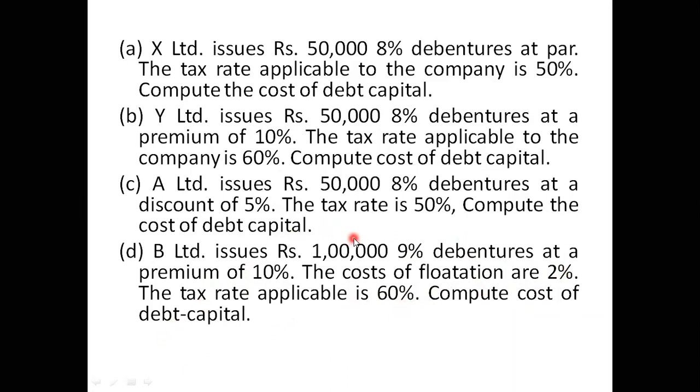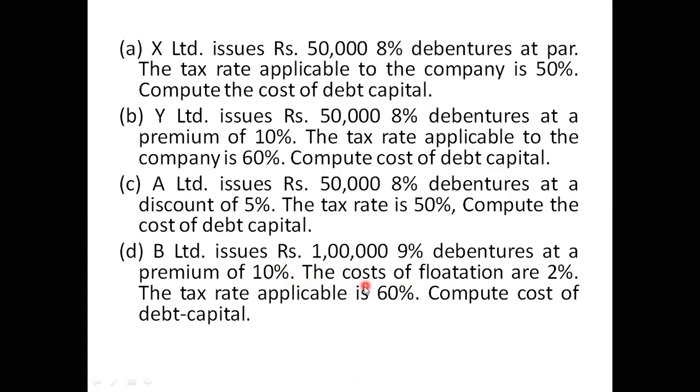The face value of the debenture issue is 1 lakh rupees, and 9% is the coupon rate of interest per annum. When the debenture is issued, it is issued at a 10% premium. So 10% on 1 lakh comes to 10,000. The issue price of the debenture is 1 lakh plus 10%, that is 1 lakh 10,000. 1 lakh 10,000 becomes the issue price.